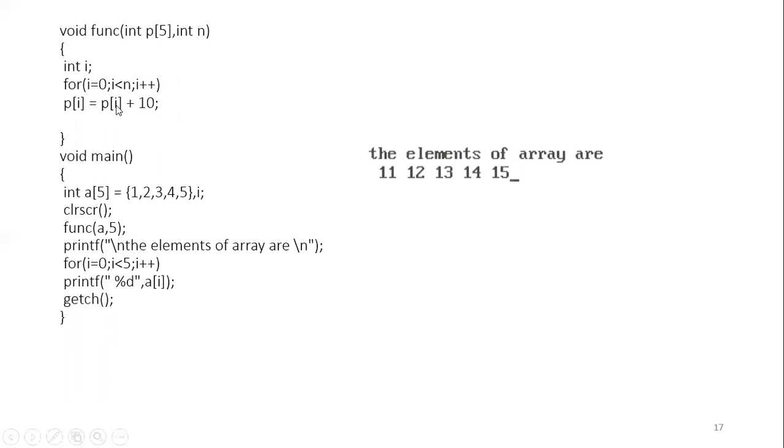Now I am accessing the values of the array. I am incrementing the values of the array by 10. So after the function completes its execution, control comes back to the main function. Here I am displaying the values of array A. What are the initial values of array A? 1, 2, 3, 4, 5. Now after this function call, each element is incremented by 10. That's why we get the output 11, 12, 13, 14, and 15. So here P is the formal parameter, A is the actual parameter. P is pointing to A. P is indirectly converted into a pointer.